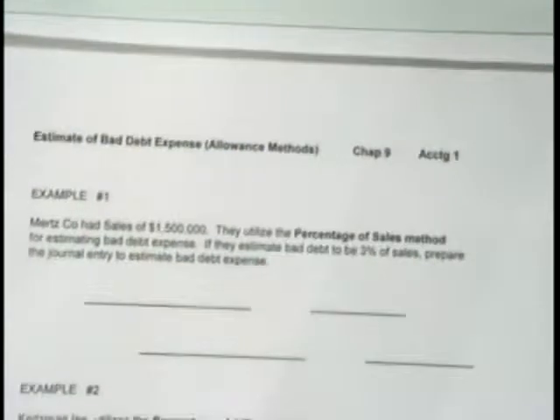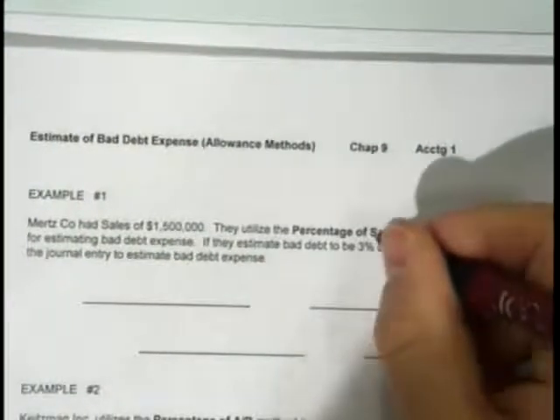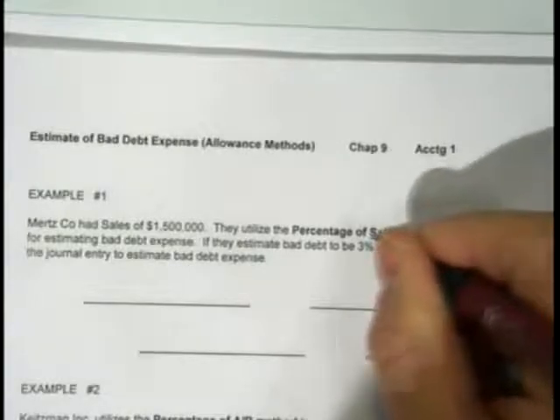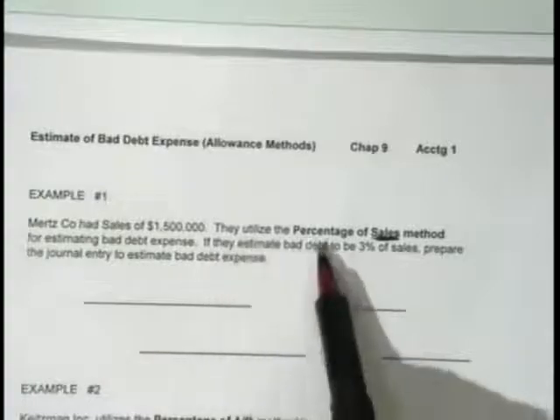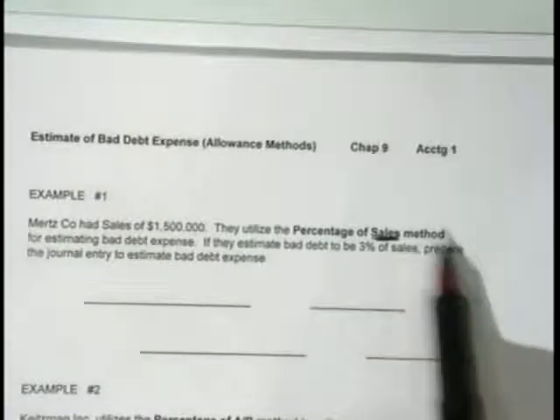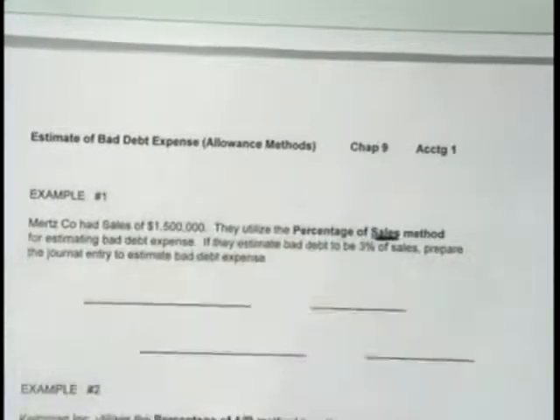Okay, let's take a look at that. Just wanted you to do the first one, okay? All right, Mertz Company had sales of $1.5 million. They utilized the percentage of sales method, which is the one we just learned, for estimating bad debt expense. If they estimate bad debts to be 3% of sales, prepare the journal entry to estimate bad debt expense.